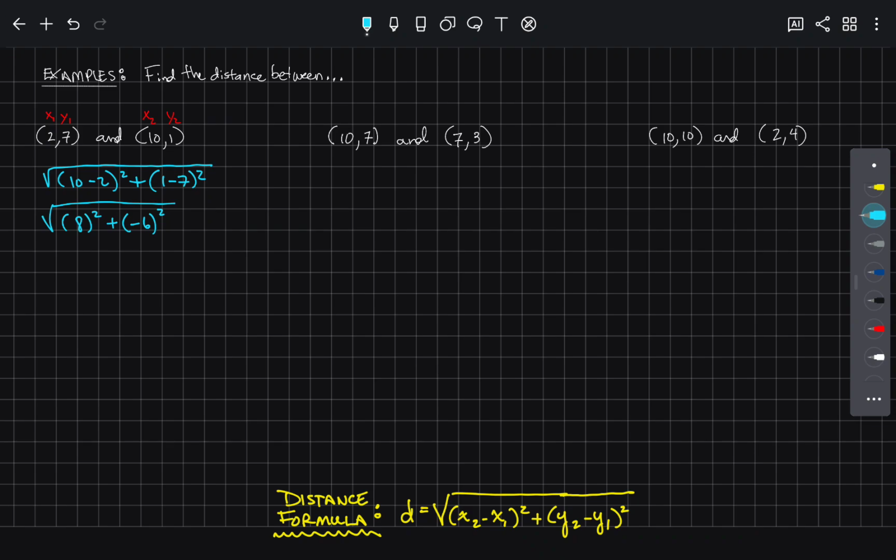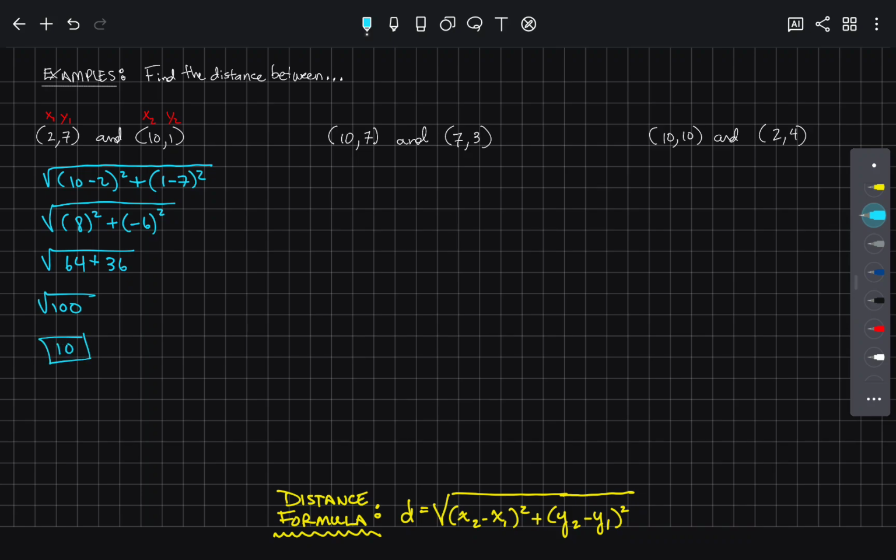Now we can actually square them, and then we'll be able to combine those two terms, and then we'll have the square root of what that is. So that's going to be 64 plus 36, square root. 64 plus 36, ooh, this one's nice. Square root of 100, 10.